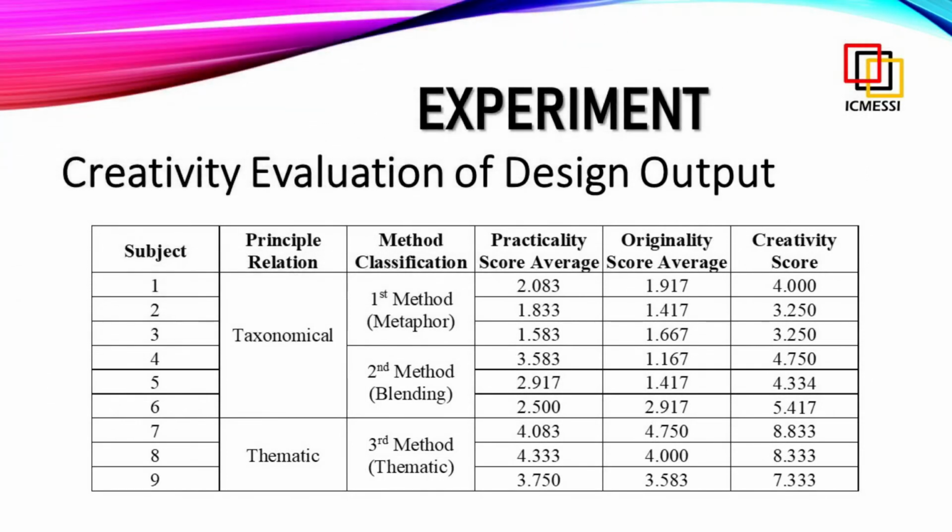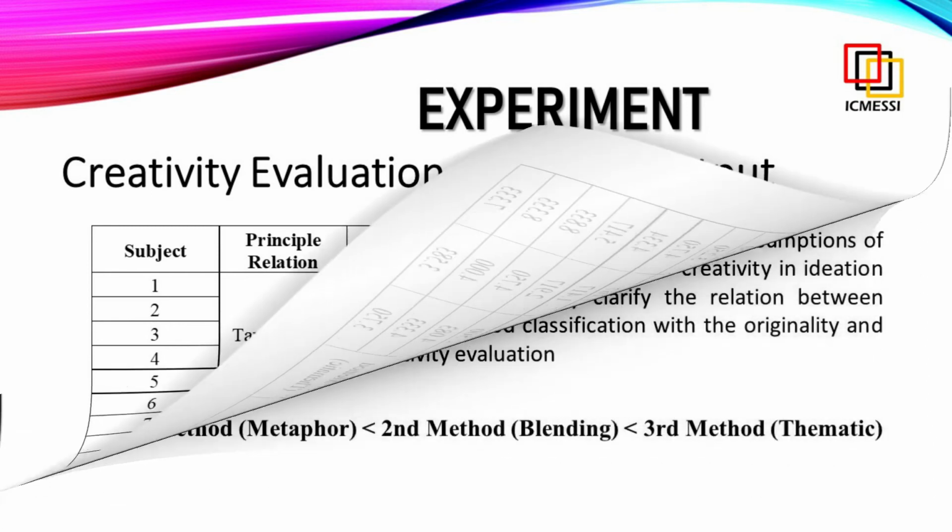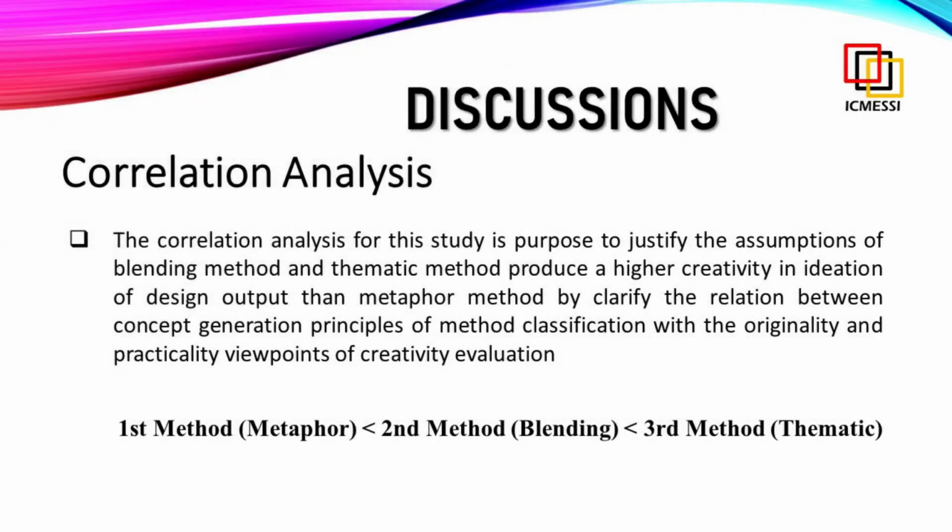The creativity evaluation of the design outputs was examined by 3 design instructors and the score was kept confidential to avoid bias. After that, a table was constructed to see the relation between method classification and creativity score. From 3 subjects for each method as before, you can see the higher creativity score is in the thematic method classification. Now we enter the discussion part.